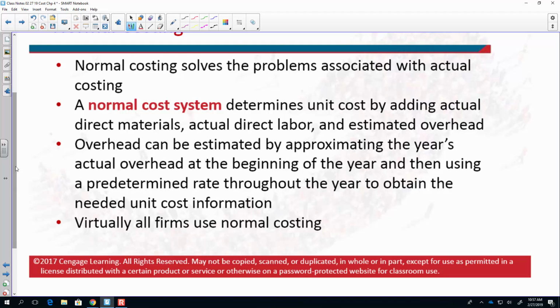We still have three parts in WIP, right? We have actual direct materials, actual direct labor, and now what's new, it's still overhead, but it's an estimate. Is it actual? No. So at the end of the year, guess what we're going to do? We're going to reconcile. We're going to convert the estimate number to an actual number at the end of the year. It's called closing this over or under applied amount.